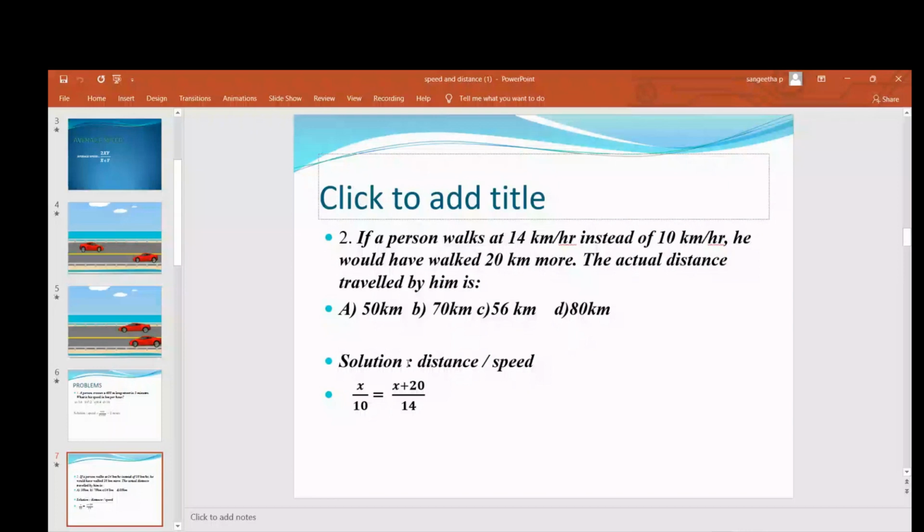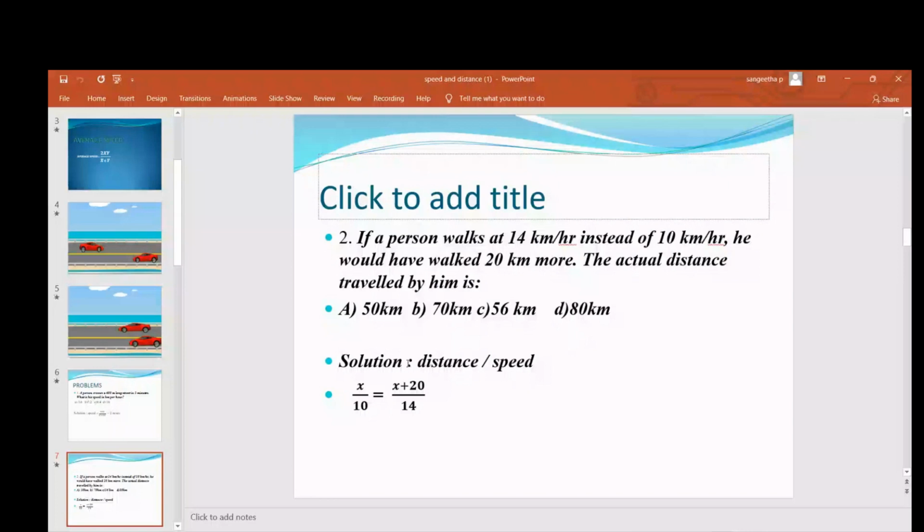So the answer was in meter per second, but the question is to find the answer in kilometer per hour. So multiply the answer 2 with 18 by 5 to convert from meter per second to kilometer per hour. 2 into 18 by 5, what you get is 7.2. So the answer is option B.